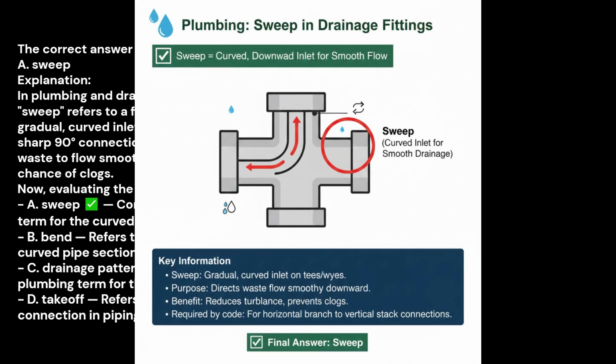Now, evaluating the options. A. Sweep, correct term for the curved, downward entry into the run of a T or Y. B. Bend refers to an elbow or curved pipe section, not a feature of a T. C. Drainage pattern, not a standard plumbing term for this. D. Takeoff refers to a branch connection in piping, but not specifically the curved design. Example, a long sweep T or swept T is used in drainage to transition from horizontal to vertical with minimal flow disruption. Final answer, A.